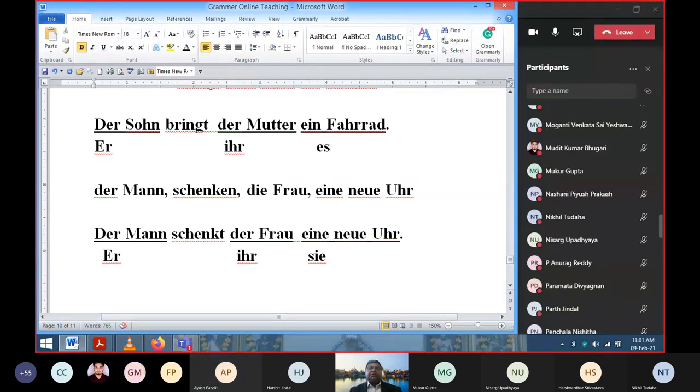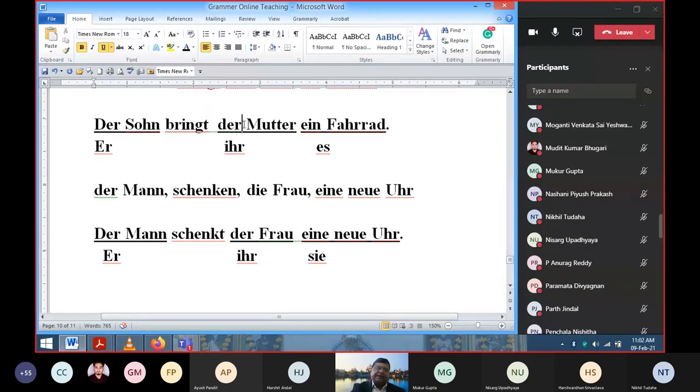Correct. So now you have replaced for Sohn, er, for Mutter, ihr, and for Fahrrad, because it's a neuter gender, for neuter, it will be es. So he presents it to her. The son presents to mother a bicycle. Er for son, ihr for Mutter, and es for Fahrrad.